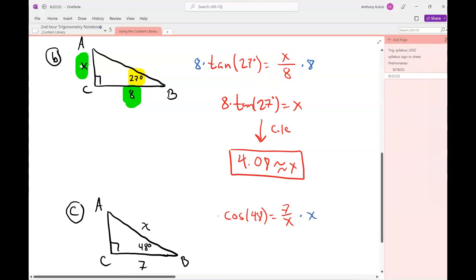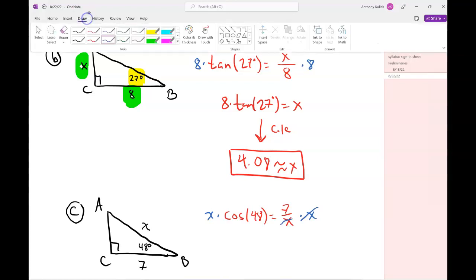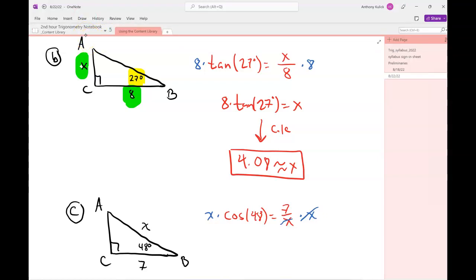So when x is in the denominator like that, the first order of business is just to multiply it to the other side, so we get it out of the denominator. No more fractions. Is everybody cool with that? Okay. So that's going to give us x times cosine of 48 equals 7.